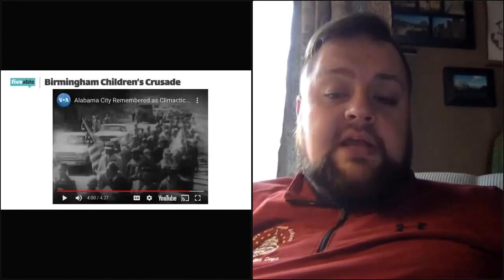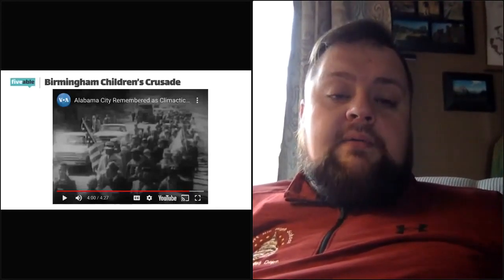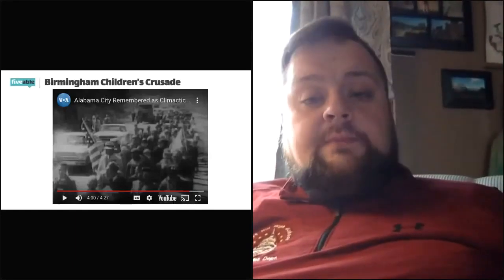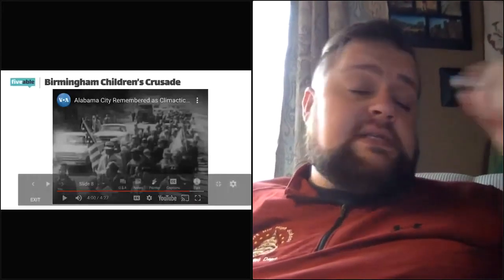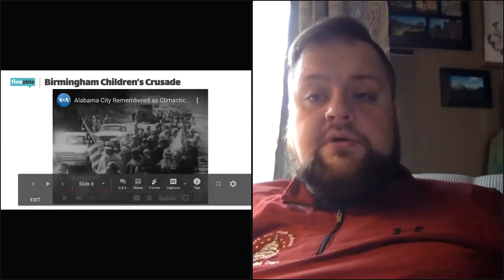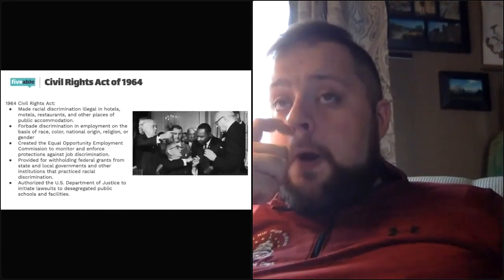They utilize police dogs on them, and they basically terrorize these children and fill the jails up with kids as well. And like you saw in that video clip that I showed you, what ended up happening is that Birmingham agreed to end some of the segregation practices that were in place there. So they were successful in Birmingham as well. So as a result of all these things, LBJ would sign the Civil Rights Act in 1964.